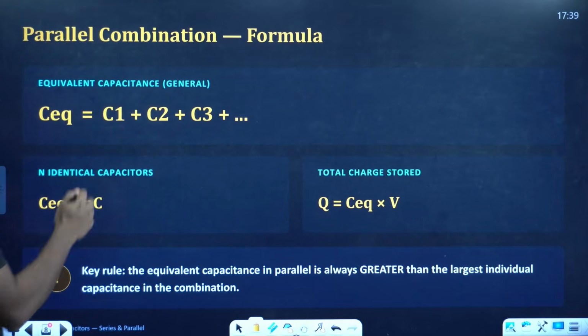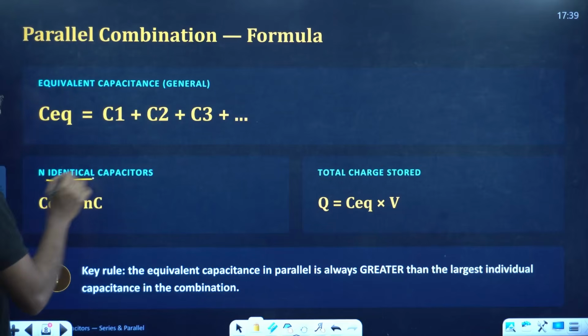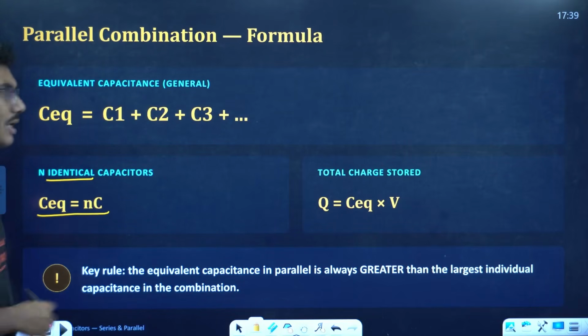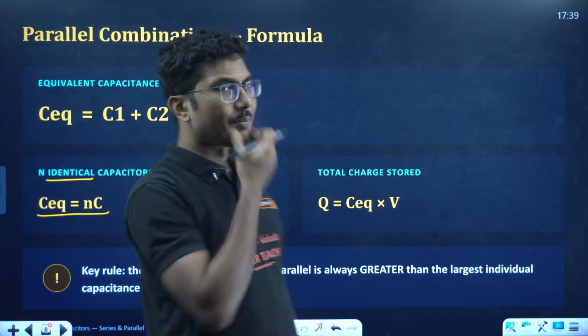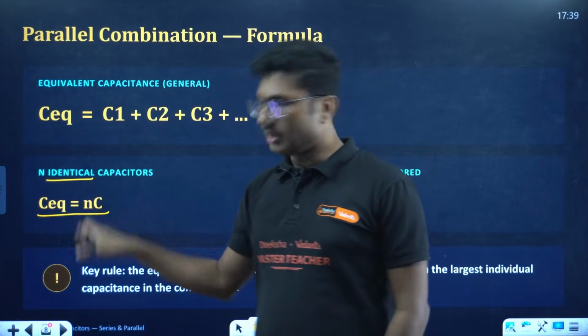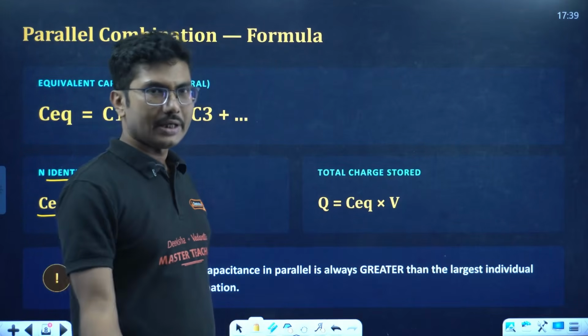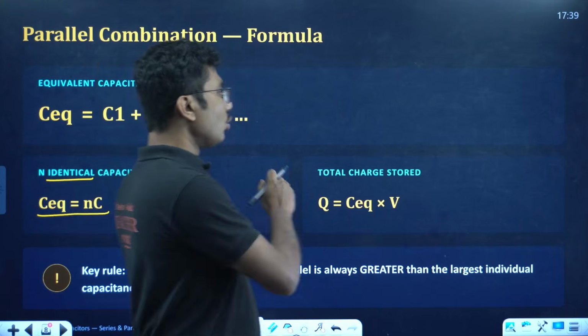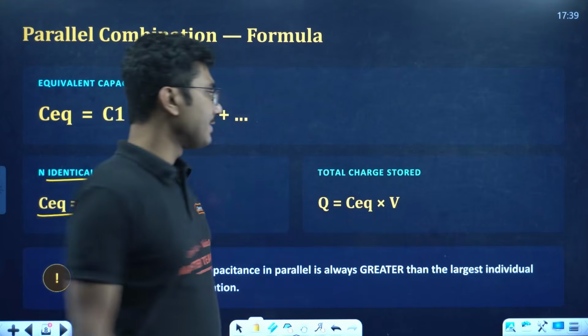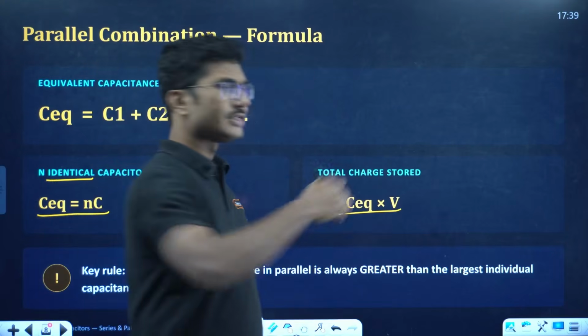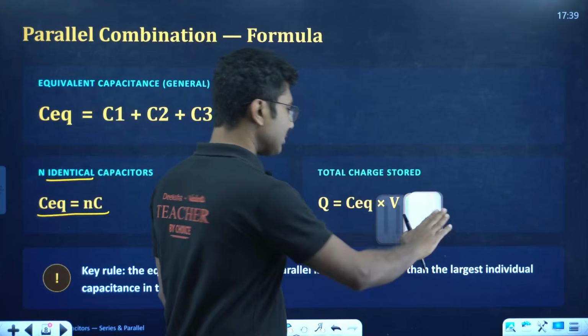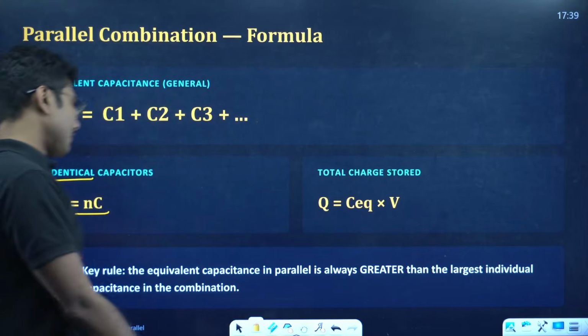So n independent capacitors, n identical capacitors. In case of identical capacitors, it becomes a multiplier. Take any one value and multiply with the total number of capacitors, you get the equivalent capacitance. Total charge stored in a capacitor is basically C equivalent into V. This formula is valid for all cases, does not matter series or parallel. This will always be the same.